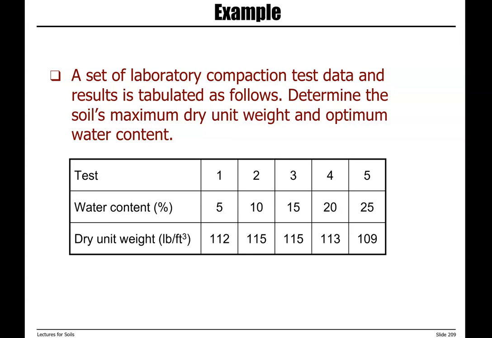So when you do the test in lab, you end up with this table. We have 1, 2, 3, 4, 5 data points. So we repeated the test 5 times. We have a set of laboratory compaction test data, and results is tabulated as follows. Determine the soil's maximum dry unit weight. So we are looking for maximum dry unit weight, gamma D, and optimum water content.